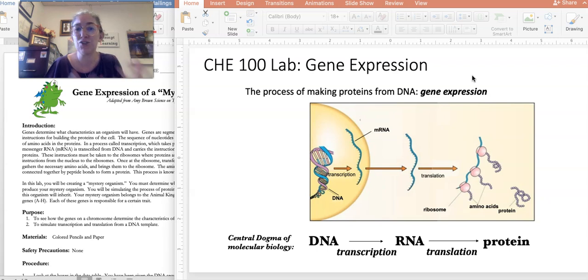So genes are instructions for building proteins. So all of the proteins in our cells are encoded in our DNA. And the first step of this process is to make an RNA copy of the DNA. That's called transcription. And then to translate that RNA code into amino acid sequence to build the protein, and that's called translation. So those are the two steps of gene expression: transcription and translation.